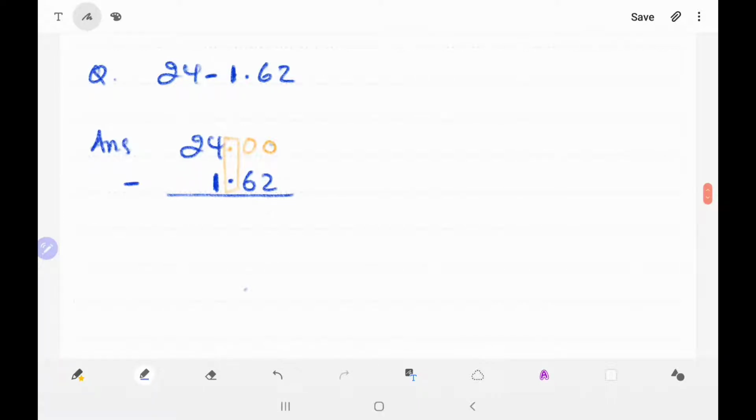So now we could do the minus, fairly straightforward. 0 minus 2 will be 2, and 0 minus 6 will be 6, and then of course the dot comes down, and 4 minus 1 is 3, and 2 just comes down. Okay, so that's the answer.